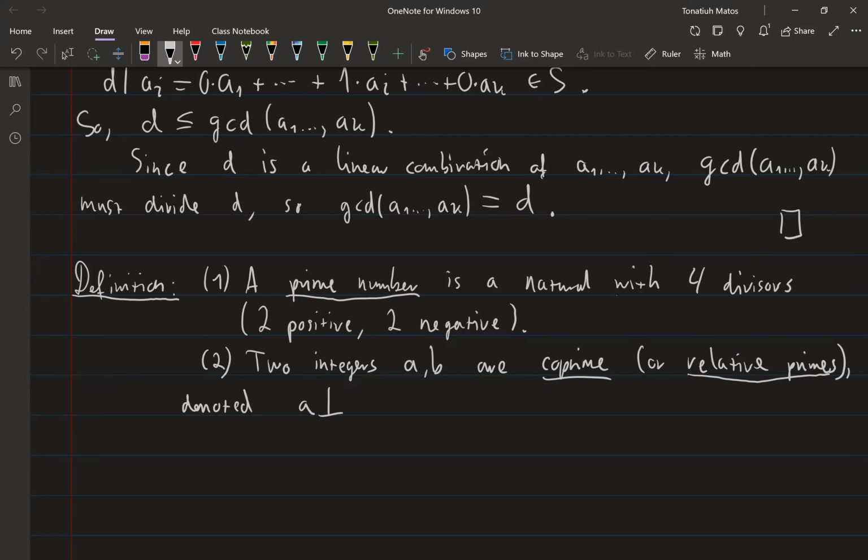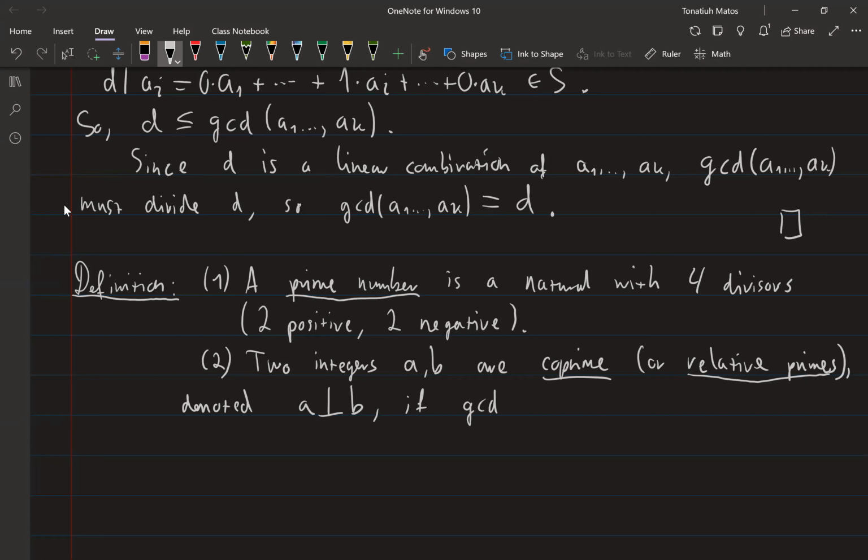This symbol is usually reserved for perpendicular in geometry, and there's a reason why. There's a way to make sense of the fact that there is something perpendicular happening. If you've taken linear algebra before, there's a way to define vectors using the exponents of the prime factorization. And those vectors will be perpendicular if and only if the integers are coprime. So this symbol makes sense if you're curious. It's not just a random symbol, right?